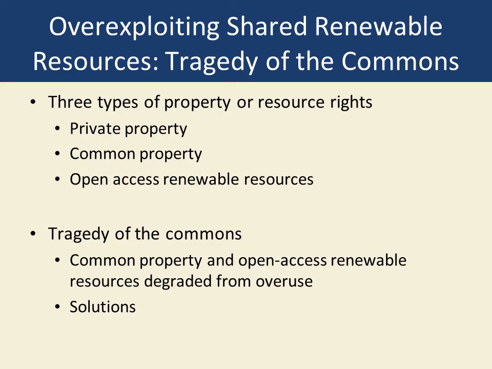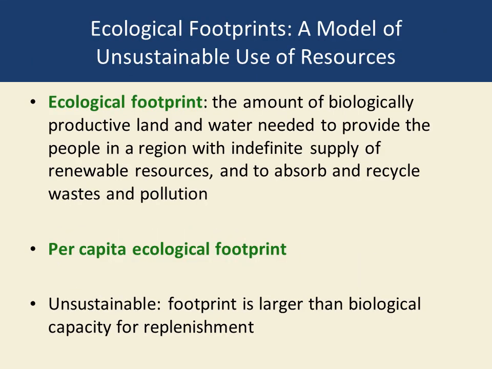Overexploiting shared renewable resources: tragedy of the commons. Three types of property or resource rights: private property, common property, and open access renewable resources. Then there are the tragedies of the commons. Common property and open access renewable resources are degraded from overuse, and then we have to find solutions to these problems. Okay, let's discuss the ecological footprint.